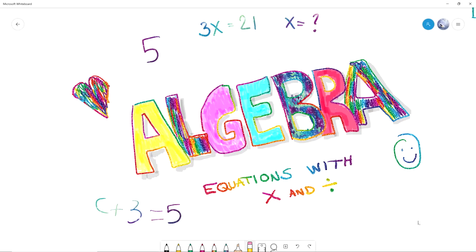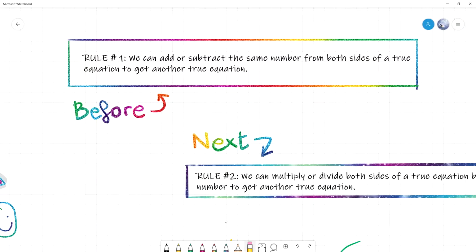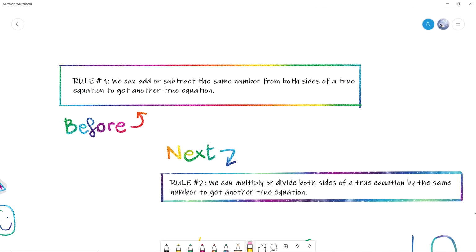We're going to be talking today about more equations with multiplication and division. So let's get right to it. In the previous episodes, we've spent a whole bunch of time talking about rule number 1, and now we are concentrating on what we call rule number 2. Natalie, can you read rule number 2? We can multiply or divide both sides of a true equation by the same number to get another true equation.